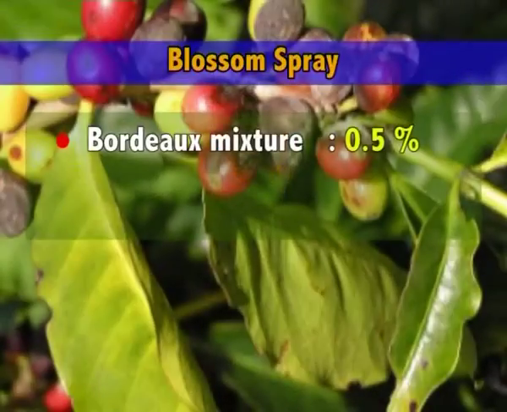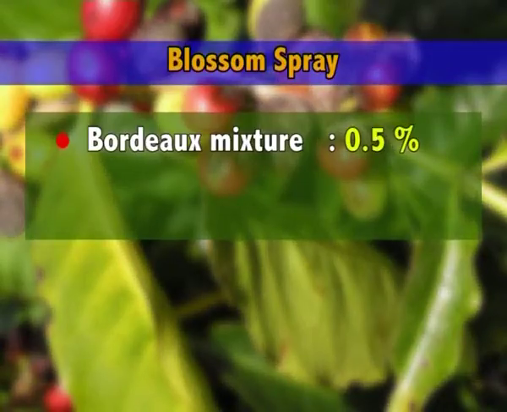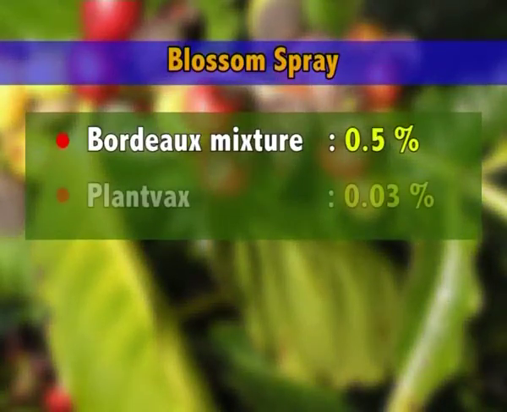Let's see how we can manage the disease. First is the blossom spray of 0.5% Bordeaux mixture in February and March as a pre-monsoon spray, followed by 0.03% Plantvax during May and June.